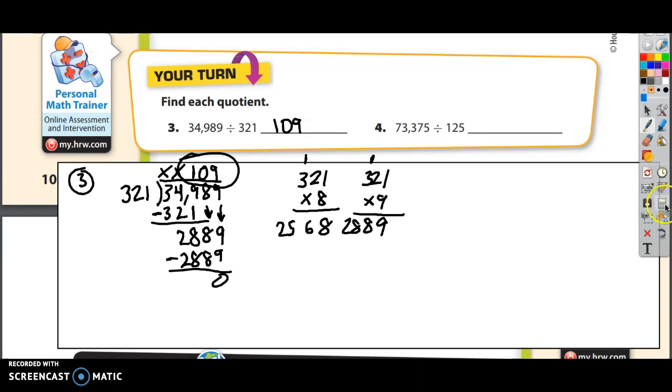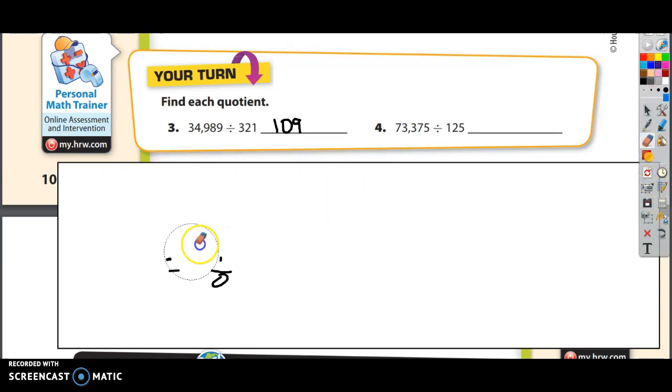Okay, let's go ahead and check out number 4. If you're ready to try these, you can try number 4 and resume the video. You can hit pause, try number 4, and then resume the video when you're ready to check your answer.